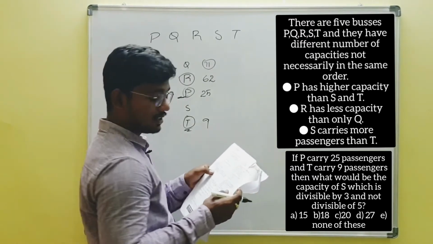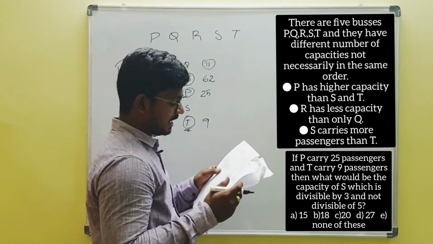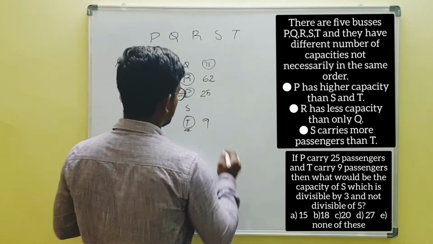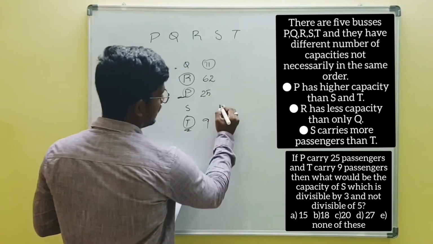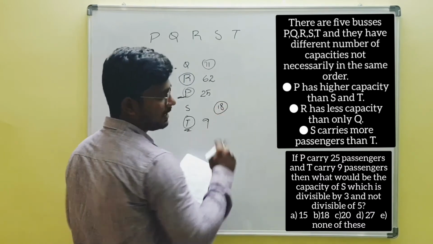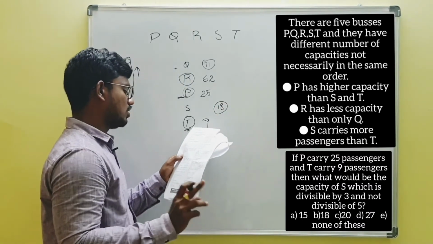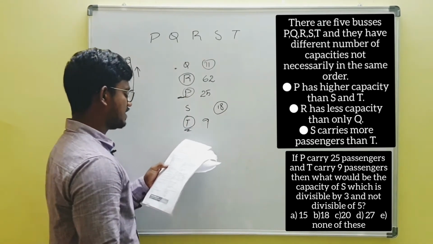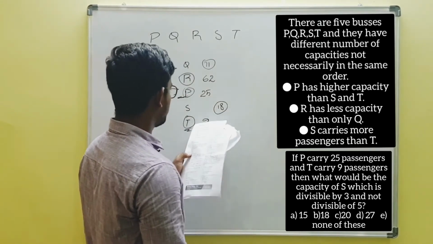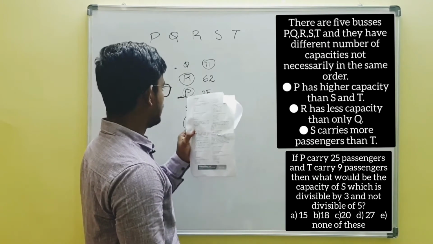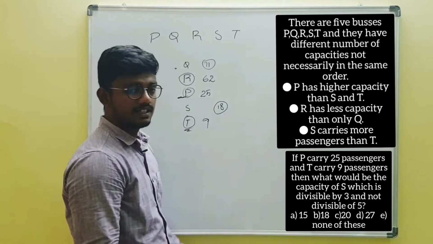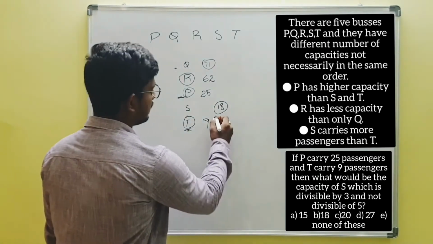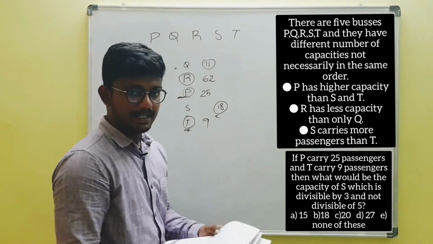So here 15 is divisible by 5, so directly we can eliminate it. 18 is in between 25 and 9, so we can take 18 as our answer, as 18 is a multiple of 3 but not divisible by 5. And 27 is greater than 25, and 20 is lesser than 25 but it is divisible by 5, so our answer is 18. Option B is our answer.